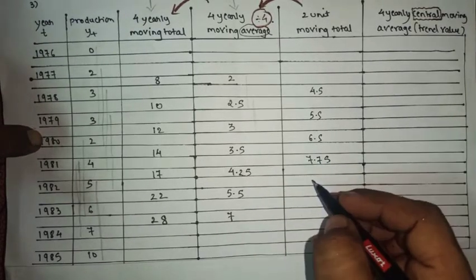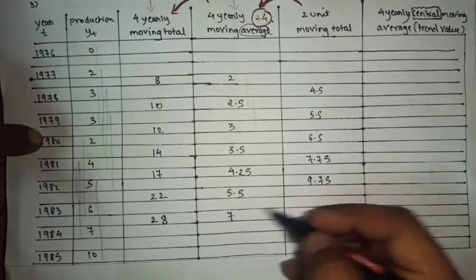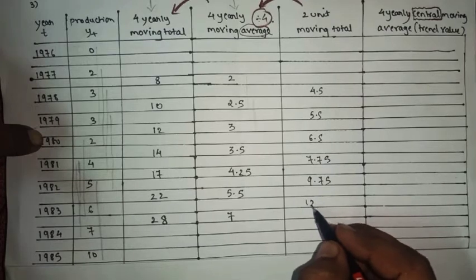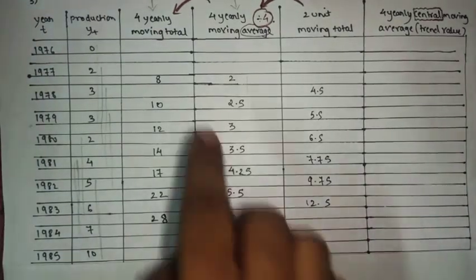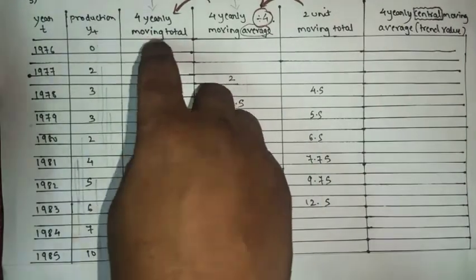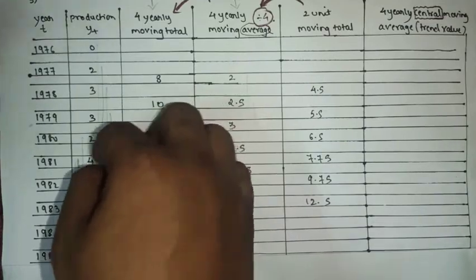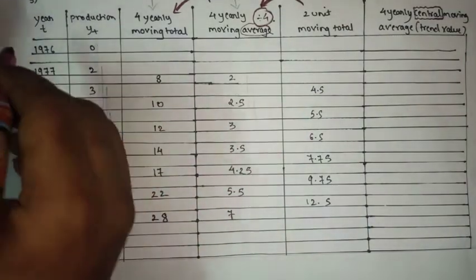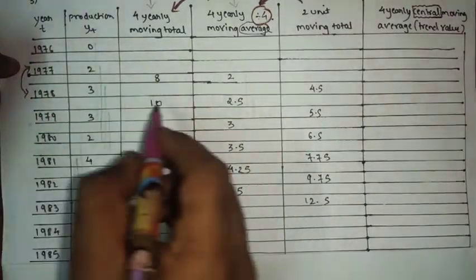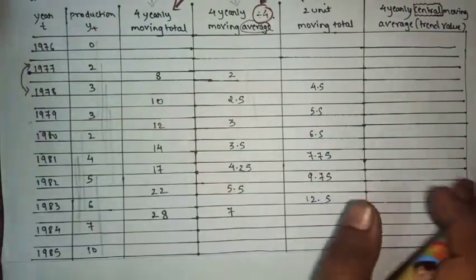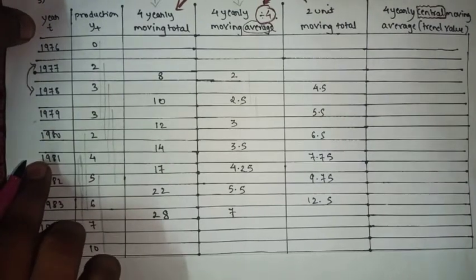4.25. So this will be what? 9.75. And the last one, 12.5. Got the idea? So once again I will explain. For 4-year moving average, you will add four numbers and you will write the answer between the second and third year, and then between third and fourth, between fourth and fifth, between fifth and sixth, like that.